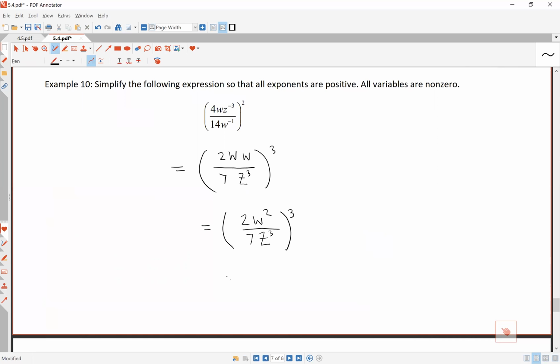Now we cube everything inside. 2 cubed, w squared cubed, 7 cubed, and z cubed. 2 cubed is 8. W squared cubed is w to the 6th. 7 cubed is 49 times 7, 343. And z to the 9.